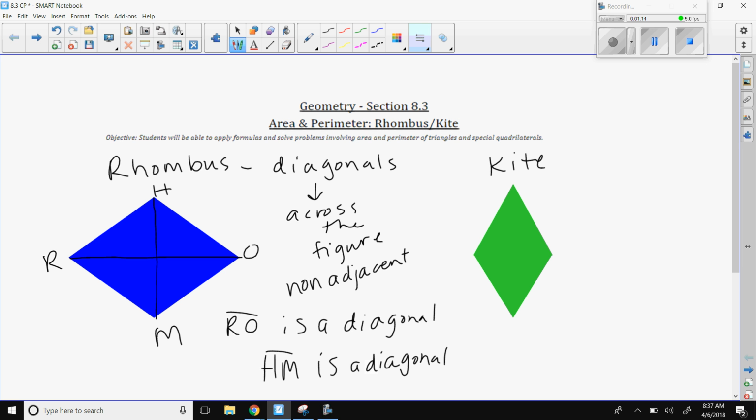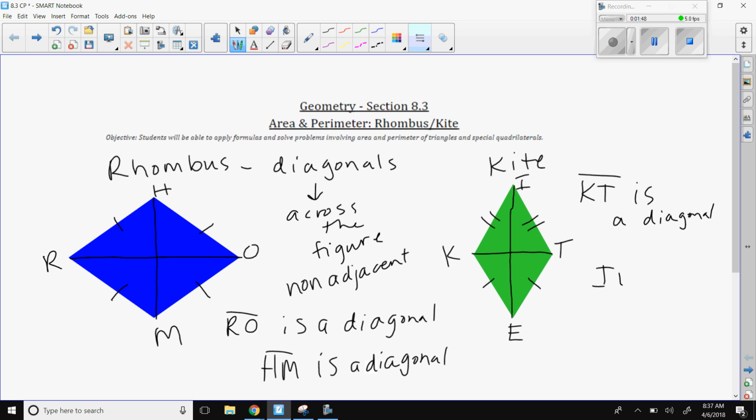The same for your kite here. The difference that you have between these, your rhombus, all the sides are going to be congruent. Your kite, your adjacent sides are going to be congruent. You're still going to have these diagonals. The diagonals go across your figure, non-adjacent. Here you have KT is a diagonal, and IP is a diagonal. And we need these diagonals for our area formula.